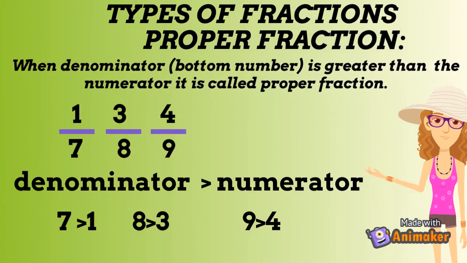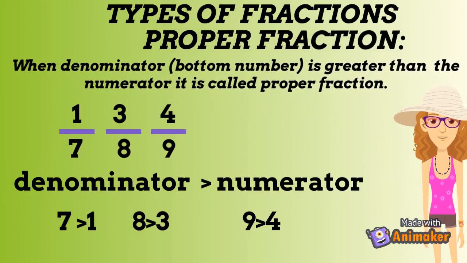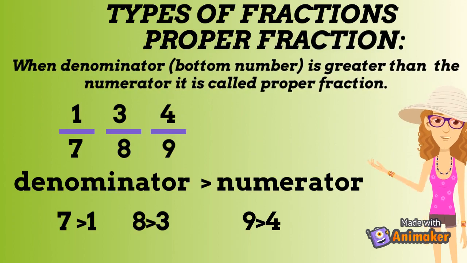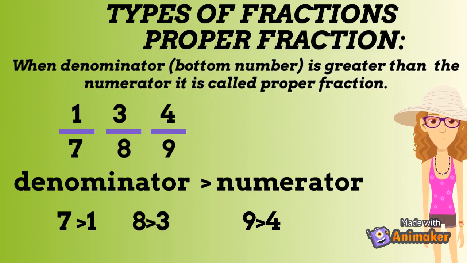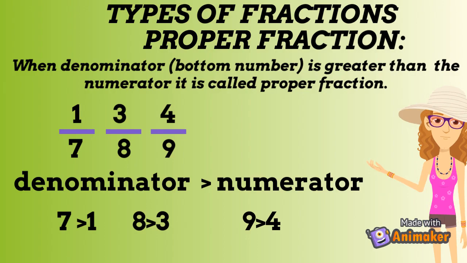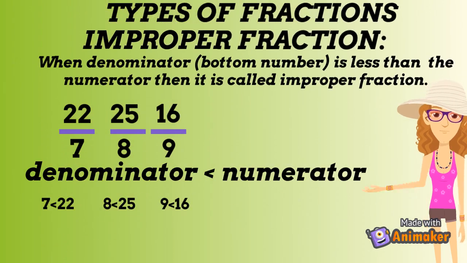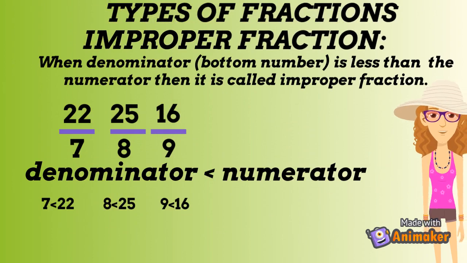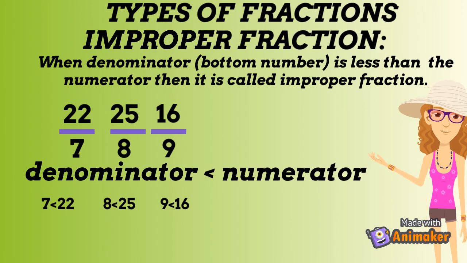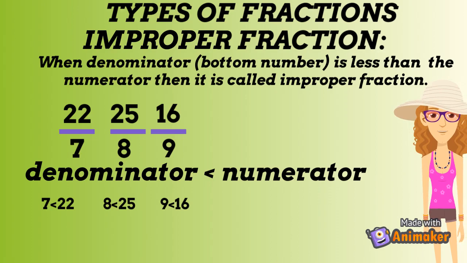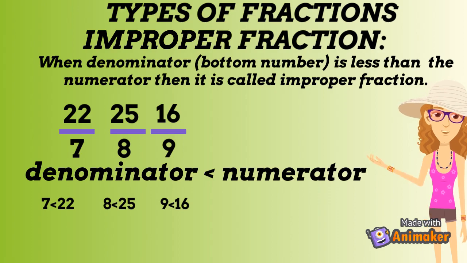Proper fraction. When denominator, bottom number, is greater than the numerator, it is called proper fraction. Improper fraction. When denominator, bottom number, is less than the numerator, then it is called improper fraction.